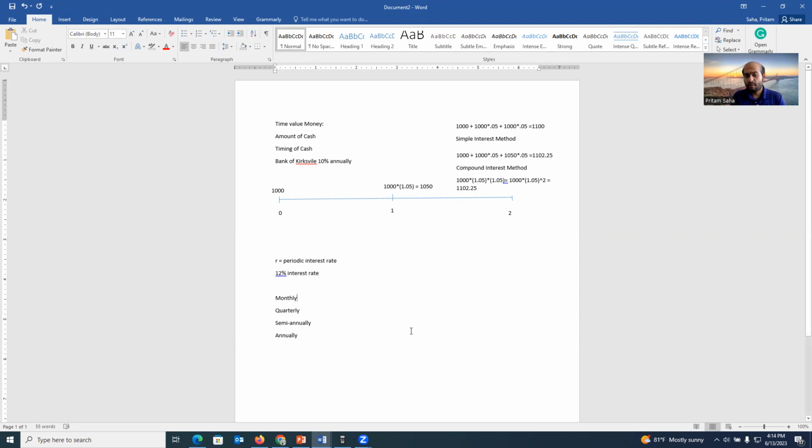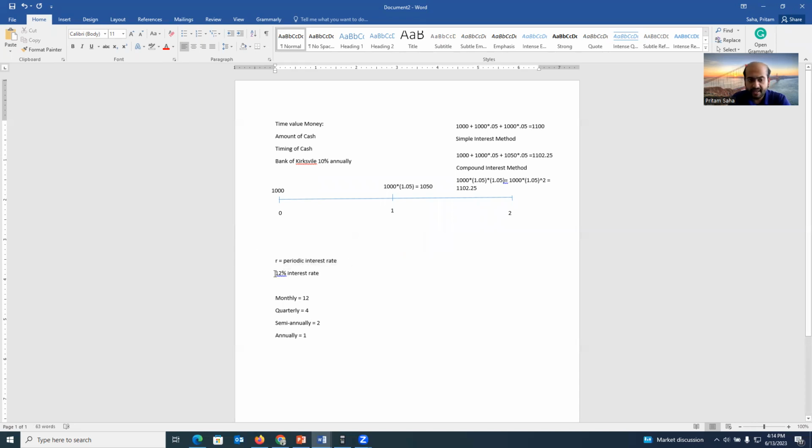So when you say compounding frequency, monthly means there are 12 months in a year, so it should be 12. 4 quarters in a year, it should be 4. Semi-annual means it should be 2. Annual means it should be 1. So this is periodic interest rate, okay?